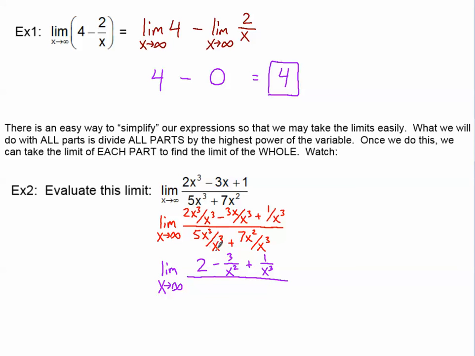In the denominator, 5x cubed divided by 1x cubed would just be 5. And then 7x squared divided by x cubed: 2 of the x's will cancel away, and I will have 1 x remaining in the denominator. So after that simple move, we have these 5 parts. And what we can do now is take the limit individually of all 5 parts. The limit of 2 will always just be 2. The limit as x approaches infinity of this fraction and this fraction would both be 0.